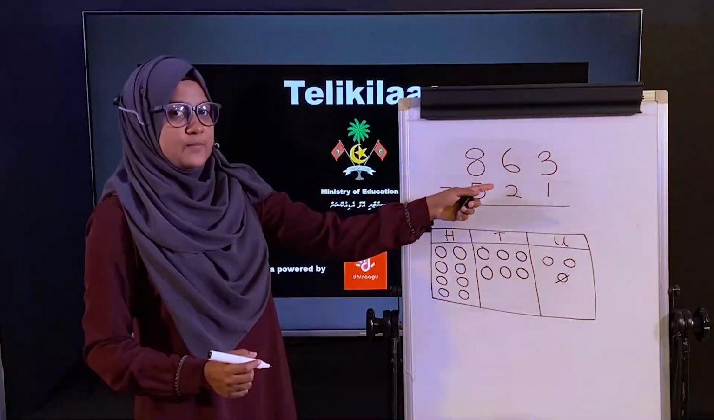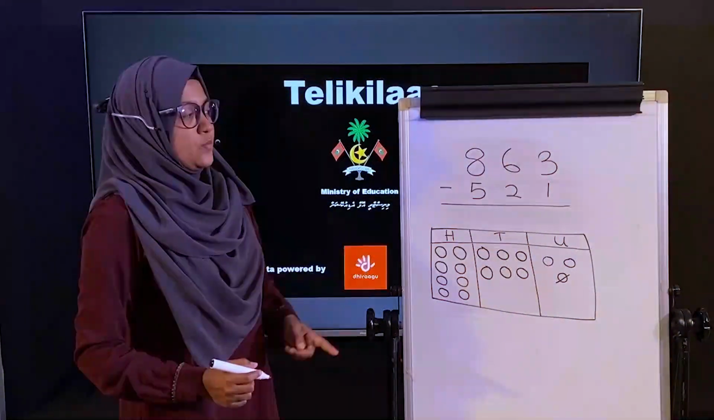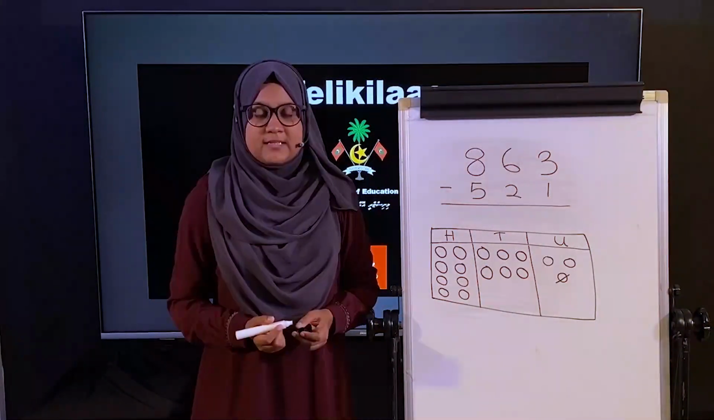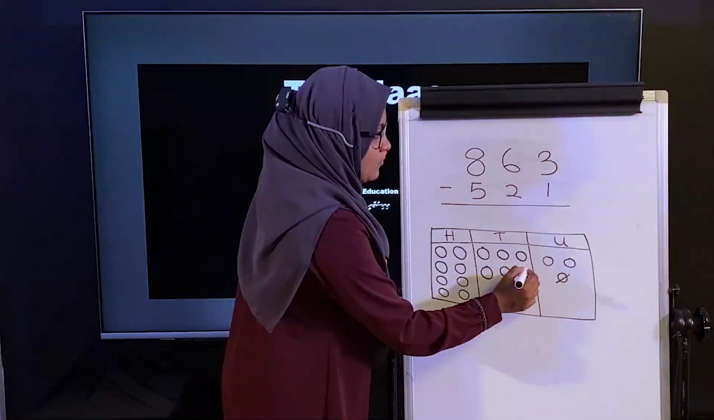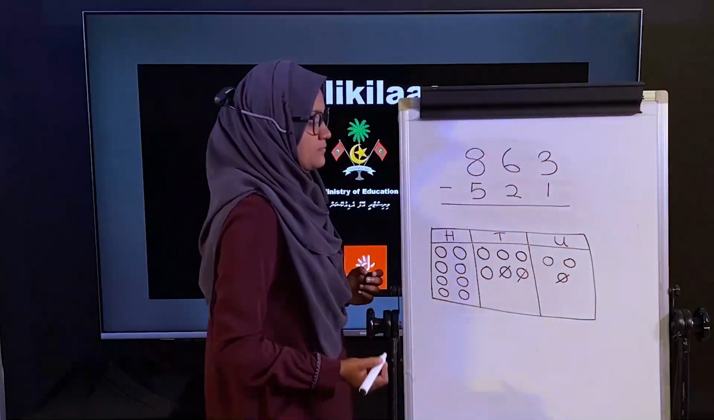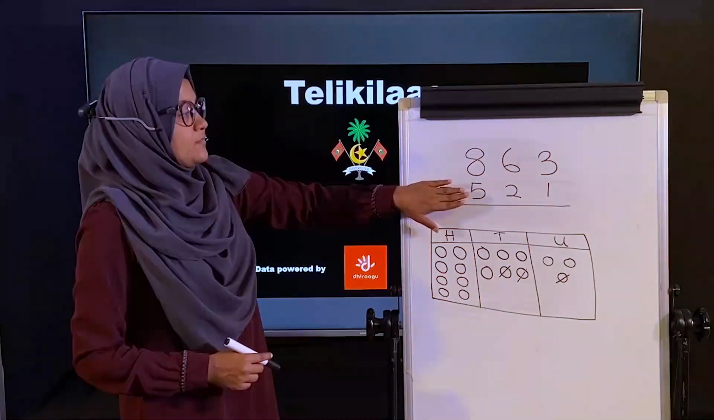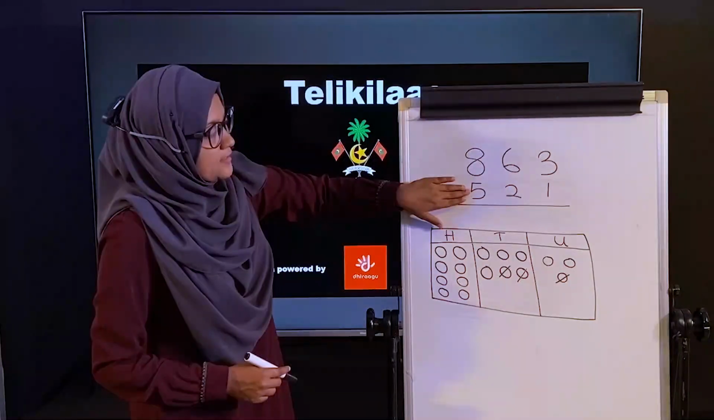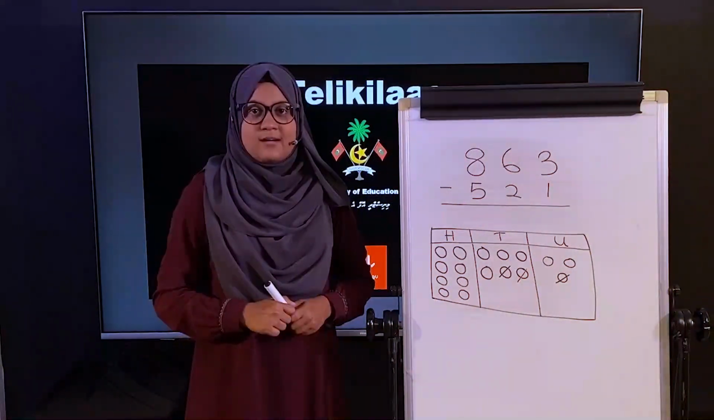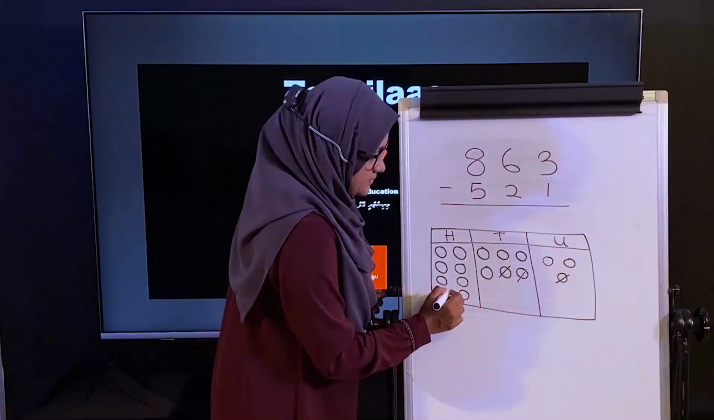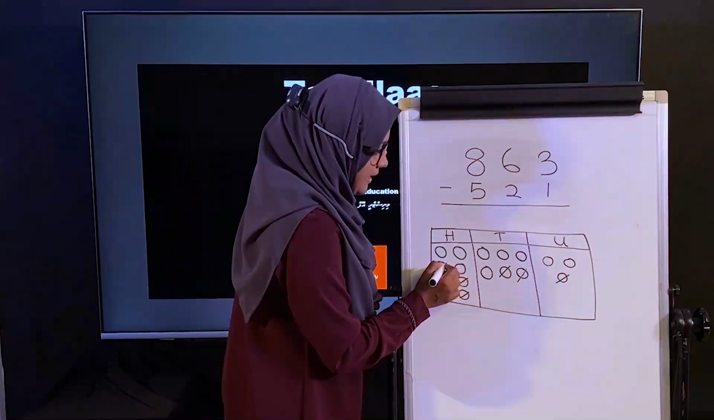Next, in tens place, we have to take away 2 from 6, which means you have to cut how many circles? Yes, it is 2. 1, 2. Next is 100. In hundreds, we have to subtract 5, which means we have to cut out 5 circles. Very good. 1, 2, 3, 4 and 5.